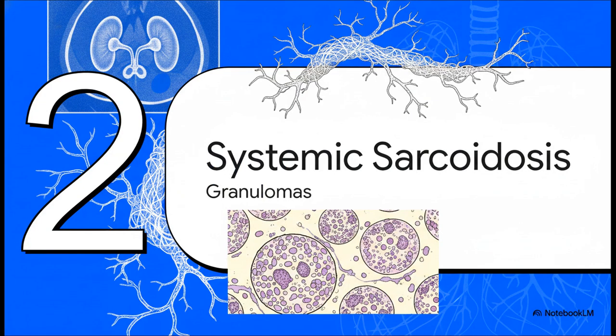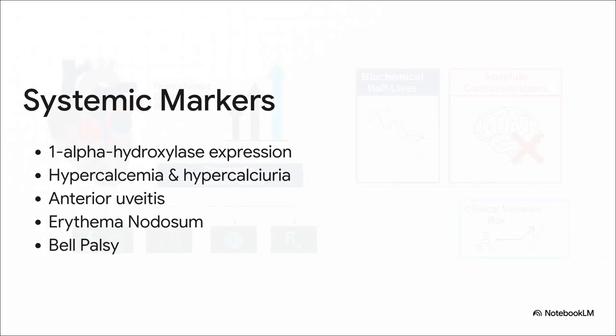Let's shift into our third module, sarcoidosis and extrapulmonary granulomas. The hallmark of this systemic disease is non-caseating granulomas, most commonly manifesting as bilateral hilar lymphadenopathy. The biochemical matrix behind this is fascinating. Macrophages trapped within these granulomas actually autonomously express 1-alpha hydroxylase. That enzyme aberrantly converts vitamin D into its active form, which intensely drives symptomatic hypercalcemia and hypercalciuria.